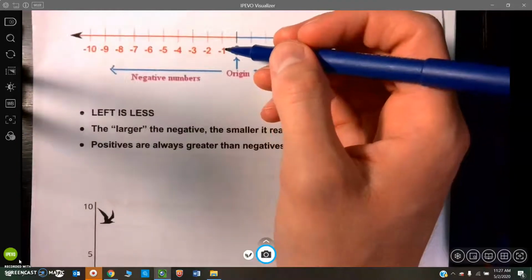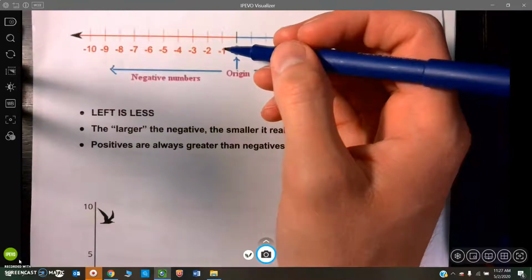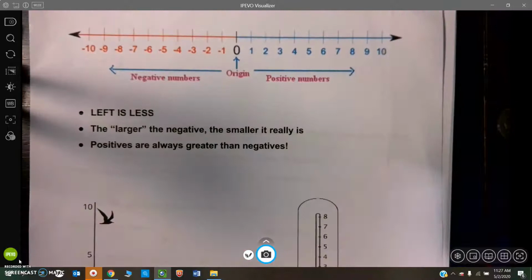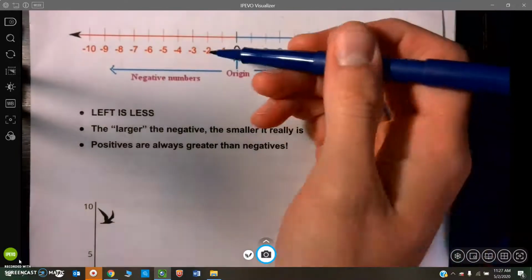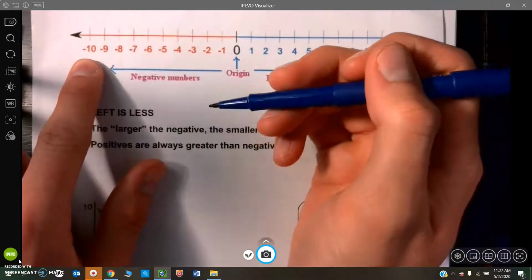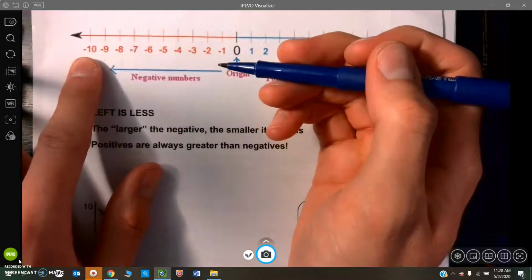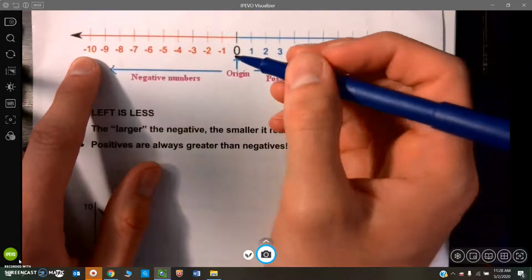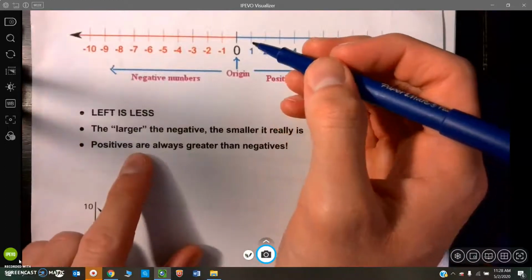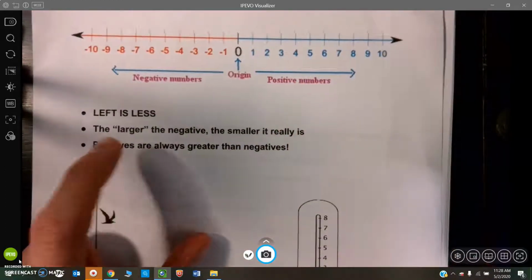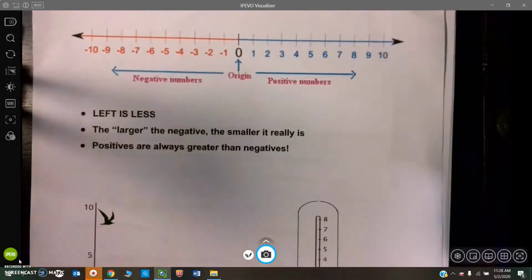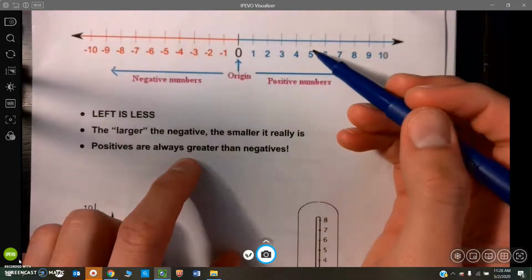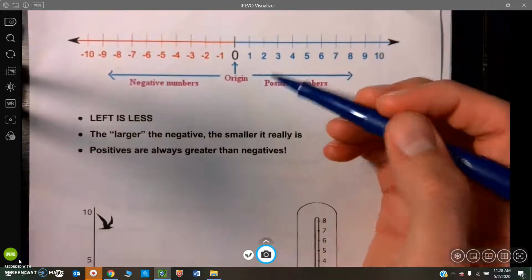And if we want to think about that in terms of money, let's say, so if we talk about debt, debt is the idea of owing someone money. So someone who owes someone $10, they have -$10, has less money than someone who only owes them $1, meaning they have -$1. All right. And the third important rule, positives are always greater than negatives, no matter what. Any positive number, no matter how small, is larger than a negative number.